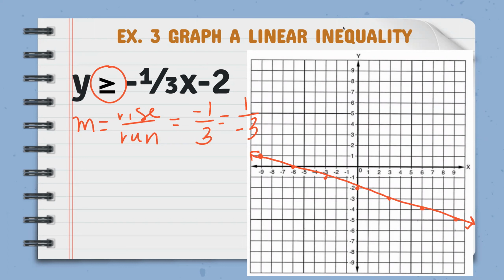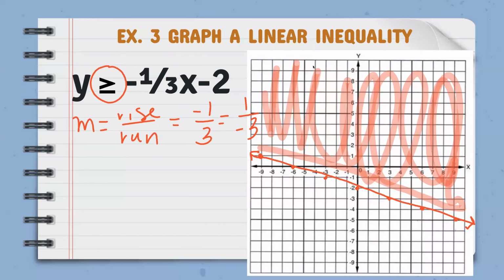It's pretty good, right? And so now I'm going to have to shade, because if this was an equation, right, my solutions are along the line. But because this is an inequality, I have infinitely many more solutions, not just on the line. So since it's greater than, I'm going to go to my y-intercept, and I'm going to shade everywhere greater than negative 2 on my y-intercept. So that's why I'm shading all of this. Okay.